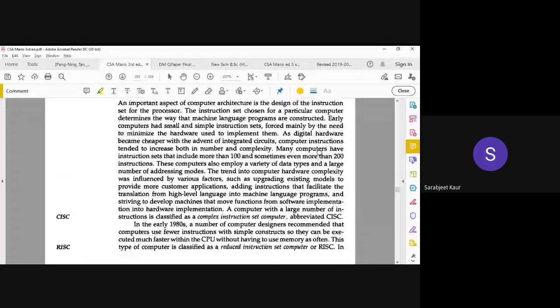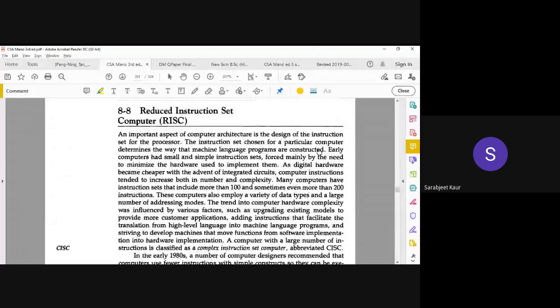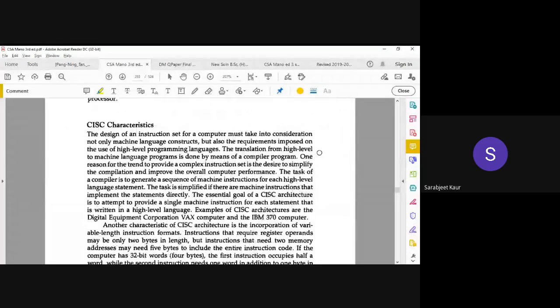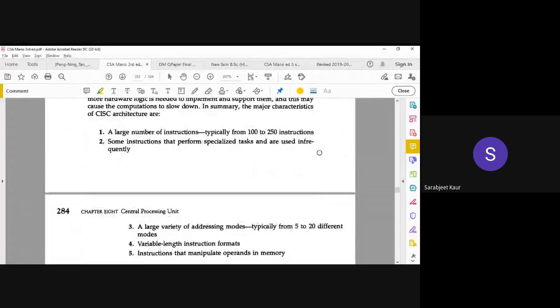So the next thing that we need to see is reduced instruction set versus a complex instruction set, also known as RISC and CISC. Okay. Now what are these? Please see. First of all, we will talk about CISC. CISC stands for Complex Instruction Set Computer.